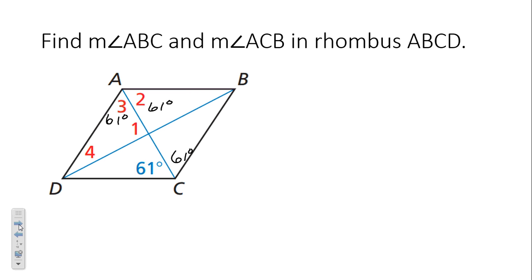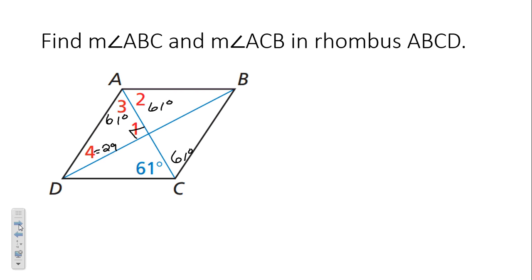Okay, 1 is 90. Why is 1 90, Jaden? It's a right angle because the diagonals of a rhombus form 4 right angles. Okay, Megan, please. Okay, now, what about angle 4? 180 minus 90 is 90 left. So 90 minus 61 is 129.